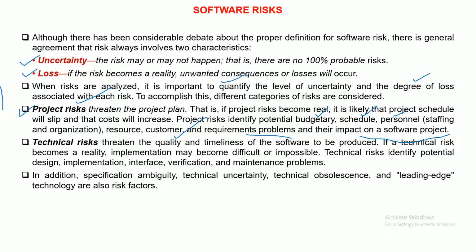If this risk becomes reality, then implementation may become difficult or impossible. So technical risk related factors include the design issues, implementation problem, interface incorrect hai, verification, maintenance problem, all these factors which are subparts considered under this category. If they become reality, then you can say that it is a kind of technical risk.